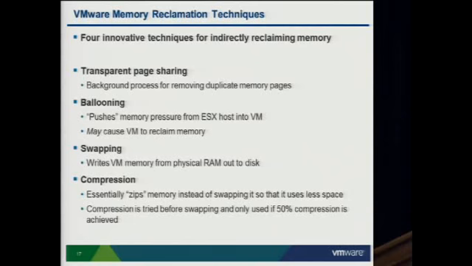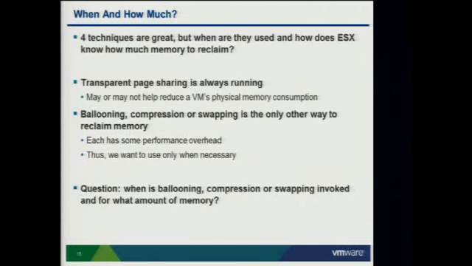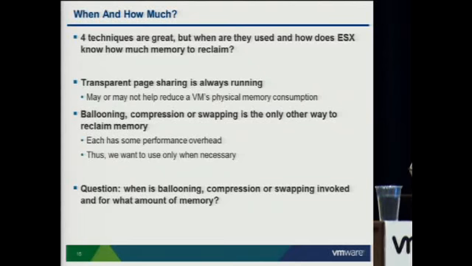Okay, let's shift thinking here for just one moment. So we have these different methods of reclaiming memory: transparent page sharing, ballooning, swapping, compression. I think you're familiar with all of them. And these are all great, but when are they actually used? And how much memory do we reclaim when we use them? Well, transparent page sharing is always running. It's going to try and share whatever it can. But it may or may not help. It really depends on what's going on with the VM. How much shareable memory does that VM have?